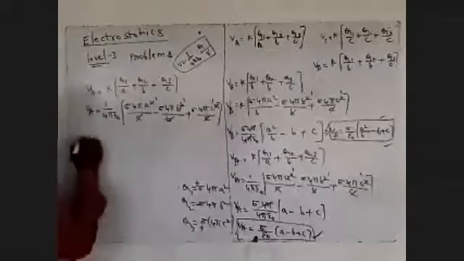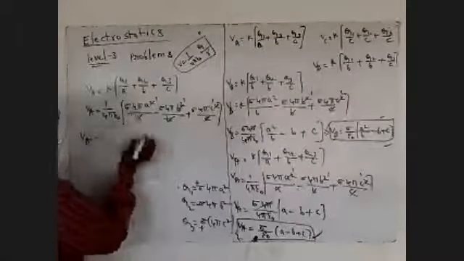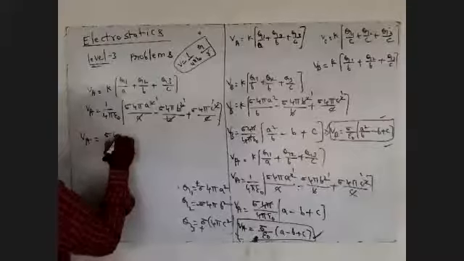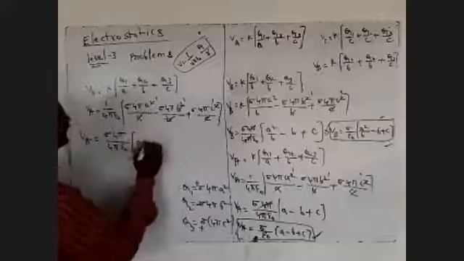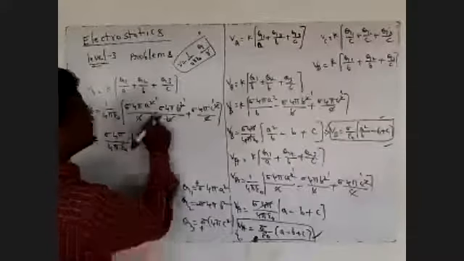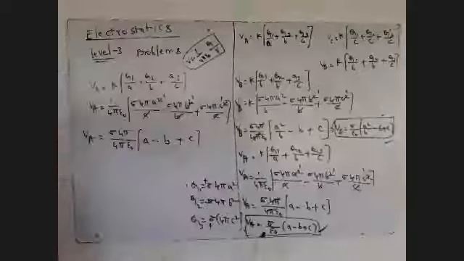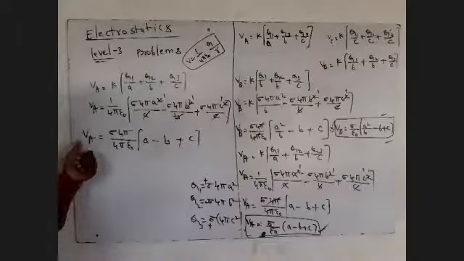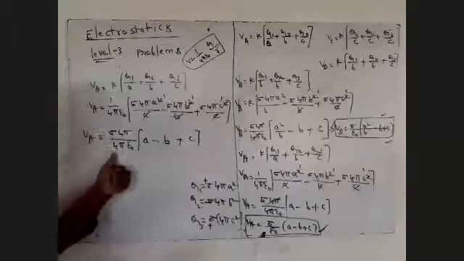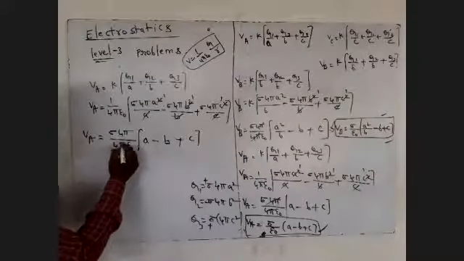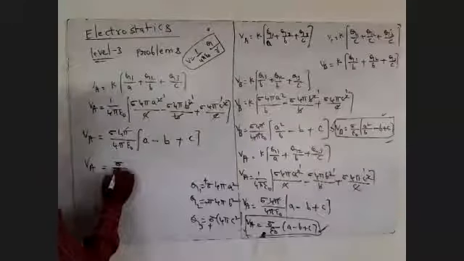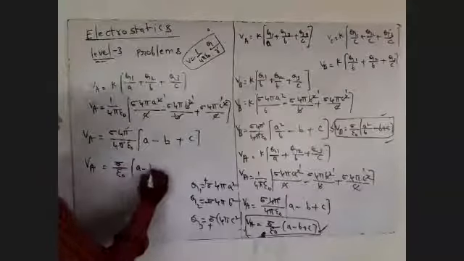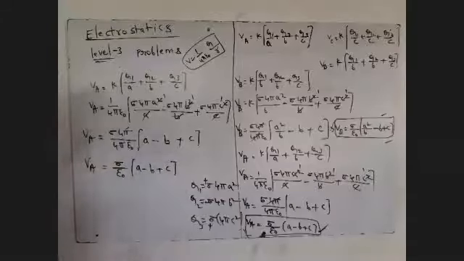So VA is equal to sigma 4 pi, taking out 4 pi epsilon naught. The remaining value is A, the others cancel each other. This is a minus. So VA is equal to sigma 4 pi epsilon naught, and here the 4 pi cancel each other. VA is equal to sigma by epsilon naught, times A minus B plus C. This is your answer. Next question.